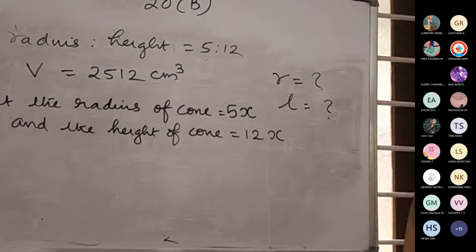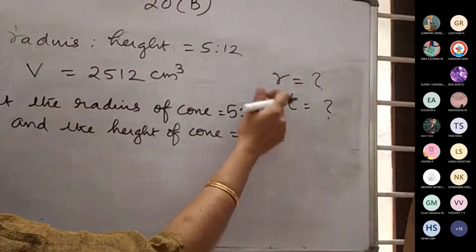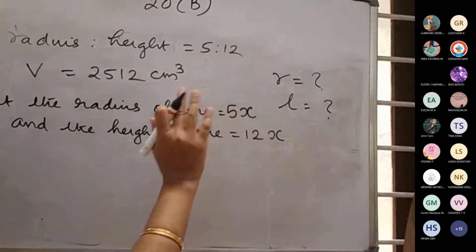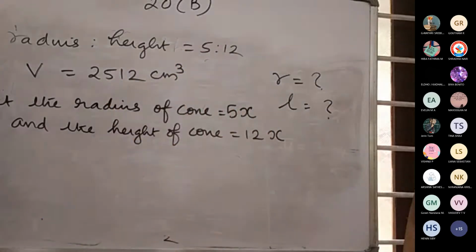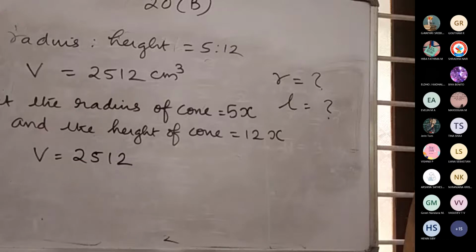Find the radius and slant height l. If we get the height, then only we can find the slant height l. Radius is not 5 centimeter; it should be the multiples. So the radius of the cone is equal to 5x and the height of the cone is equal to 12x. Volume is given as 2512.